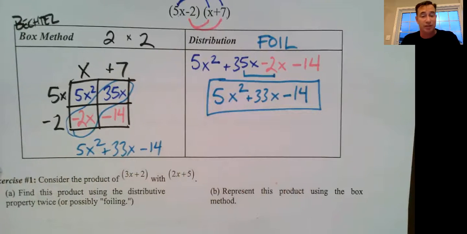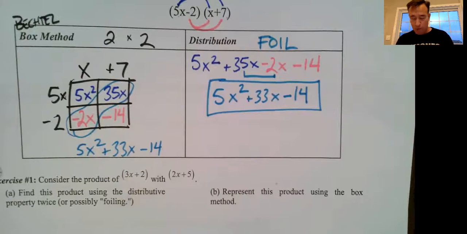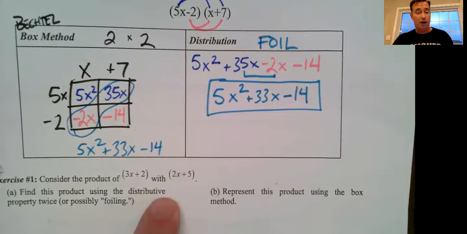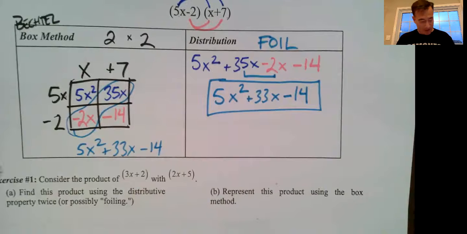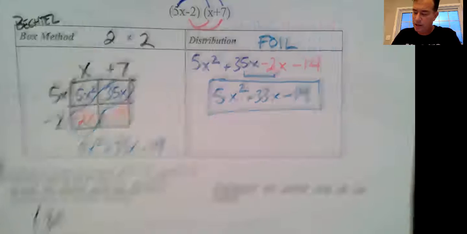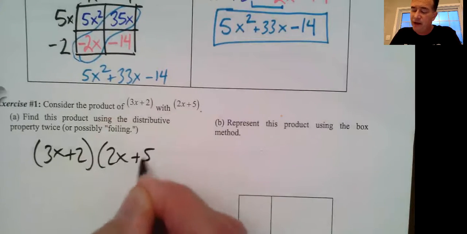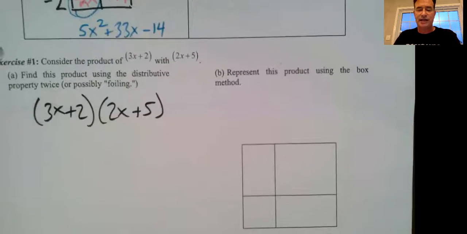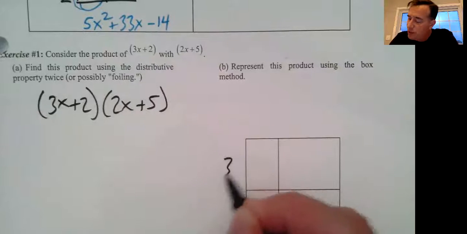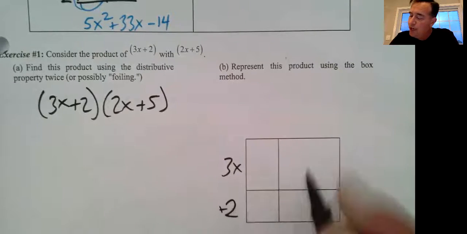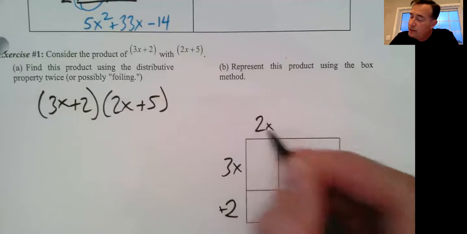I'm going to show you this next one the same way with both. And then we're going to show you why the box might be a little bit more useful when you're going to be using it for different types of problems. So we're looking at this one right here. Here we're doing the distributive property or foiling. All right, fair enough. I'm going to rewrite the problem in both cases so we can see it. So we have 3x plus 2 times 2x plus 5 right there. And then I'm going to write those on the outside of this box here: 3x plus 2 and then 2x plus 5.